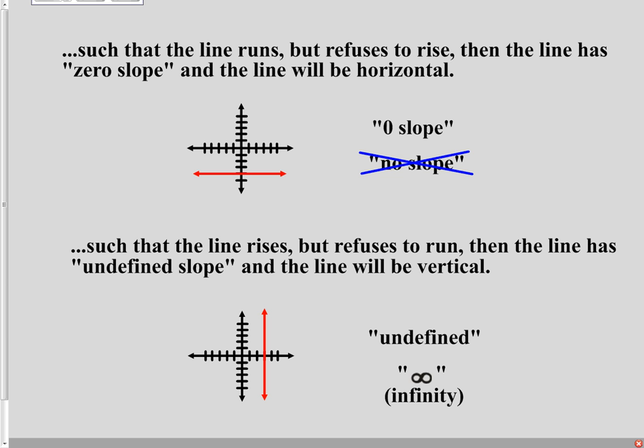Vertical line, we have the opposite situation. The graph is definitely rising, but it refuses to run. And that means our denominator is equal to 0. And as we've already seen through our discussions of asymptotes, we do not allow denominators to equal 0. So we say that our slope in that case is undefined, which basically means uncountable. And that means it's not going to plug into our equation the way we would like it to.